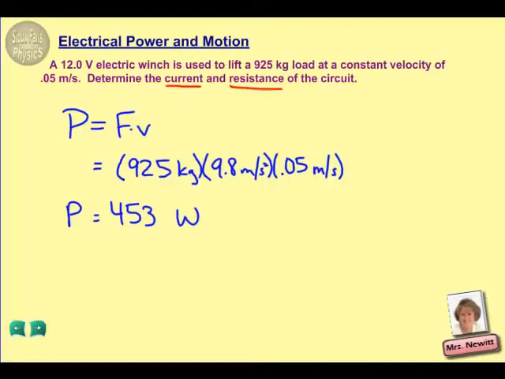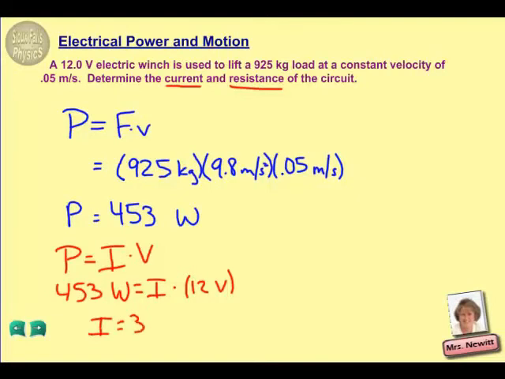Next, we'll use this information to find the current and resistance. And notice that since we do want both of them, there probably isn't much point in us using the shortcut equations of combining power and voltage. So instead, we'll simply go to our equation power equals I times V. Power has just been calculated at 453 watts. Current is our unknown, and the voltage is given in the problem as 12 volts. Solving for I, we find 37.8 amps of current are required in that circuit.